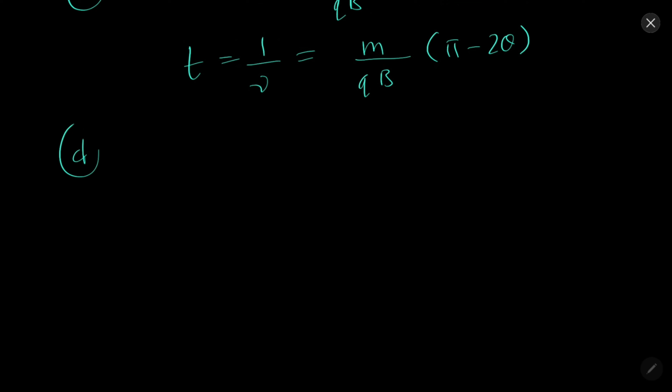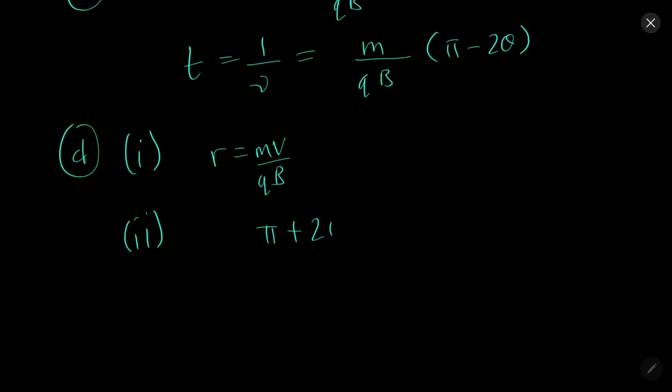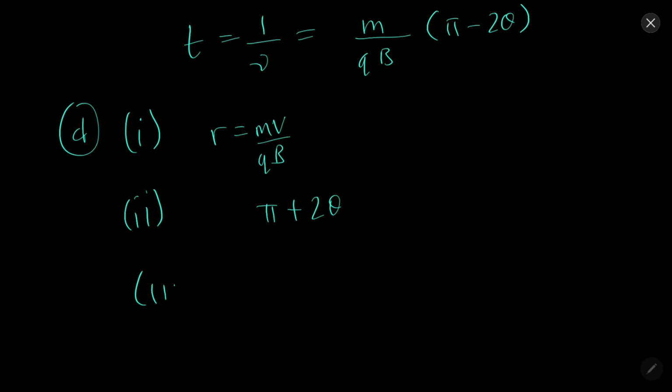Now D part will be, if charge is negative, then radius will be mv by qB. Major arc's angle will be pi plus 2 theta and path will be m by qB. Time period will be pi plus 2 theta.